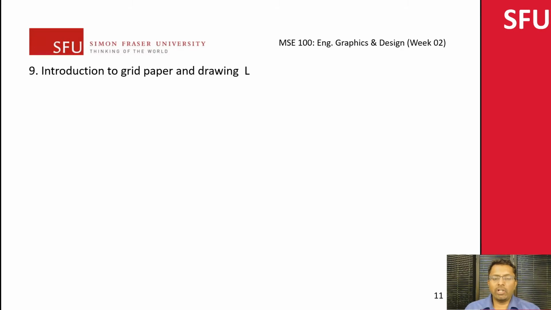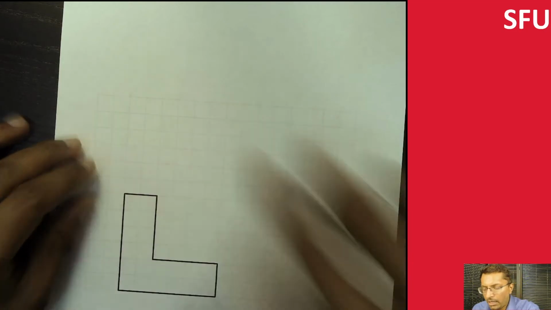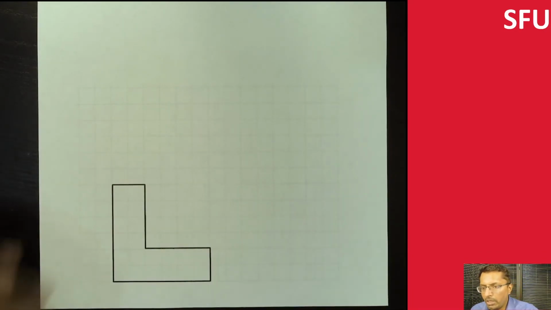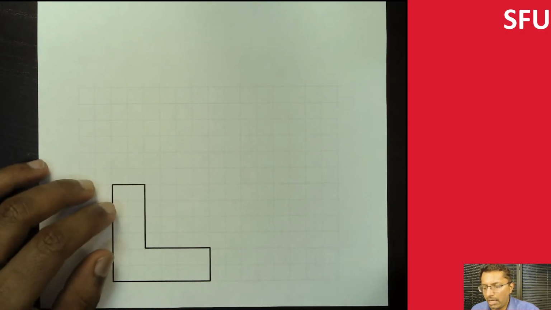The next topic is to look at the grid sheet and then create our drawing of the L as well. Here is what we have. I'm going to switch to my other camera and look at the bottom of my paper over here. So here is the object. This is the grid sheet that we have.